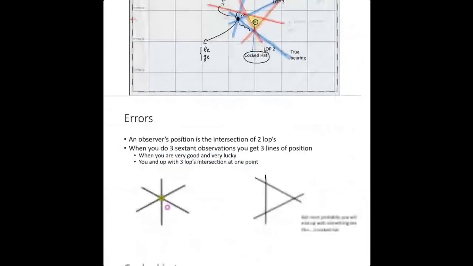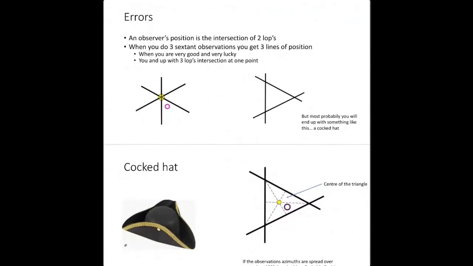Okay, but of course, when we do these observations, we always make errors. Now, when we do the intercept method, the observer's position will always be the intersection. I told you that you need at least 2 lines of position. When you do 2 lines of position, it's very easy. The intersection between the 2 will be your position. But when you do 3 observations, you get 3 lines of position. And so when you are very lucky and very good in sextant observations and calculations, you get the lines of position intersecting at exactly 1 point.